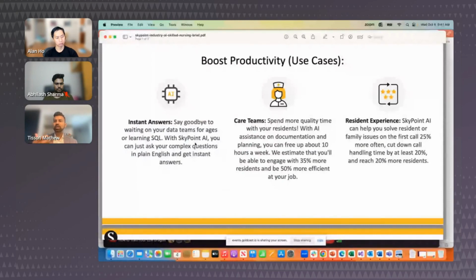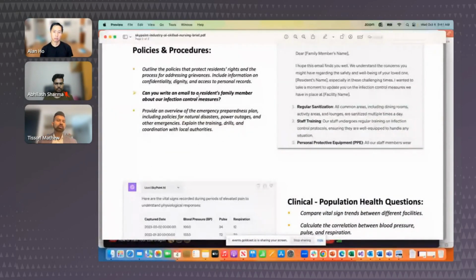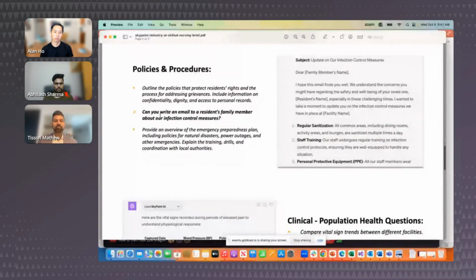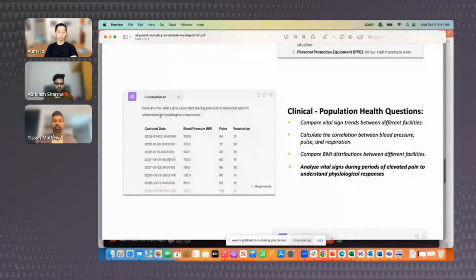As we see these enhancements for customers, we are seeing a lot of productivity use cases where 20% of the work is getting 80% of the value. Some of these examples I showed you: can you write an email to a resident's family member about infection control policies? This is completely driven off the SkyPoint AI agent and Astra, essentially what Abhilash just touched on. So, hey, here is a nice email about infection control. This constantly asked question is based on who, and explain it to somebody in a different language or whatever that is. And then clinical and population level questions: analyze the vital signs of elevated levels of pain.